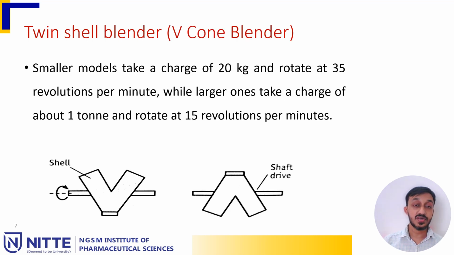Let us move into a twin shell blender, or otherwise called as a V-cone blender. Here, as you can see in the image, the shell where the powder will be handled is of a V shape. And this V-shaped shell is again connected to an axis. The rod is connected to a motor, and the V-cone will be rotating on that particular axis. Smaller models take charge of 20 kilograms and rotate at 35 revolutions per minute, while larger ones take a charge of about 1 ton and rotate at 15 revolutions per minute.